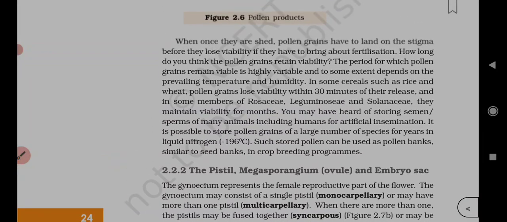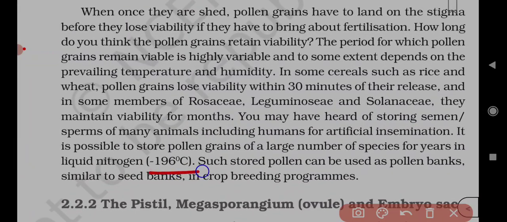Check it out here. Pollen can be stored in liquid nitrogen at minus 196 degrees. Sometimes this is also asked: in some cereals such as rice and wheat, pollen grains lose viability within 30 minutes of their release. In some members of Rosaceae, Leguminaceae, Solanaceae, they remain viable for months.